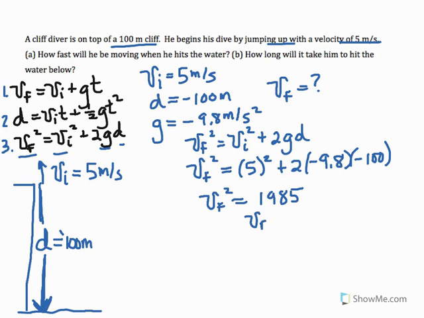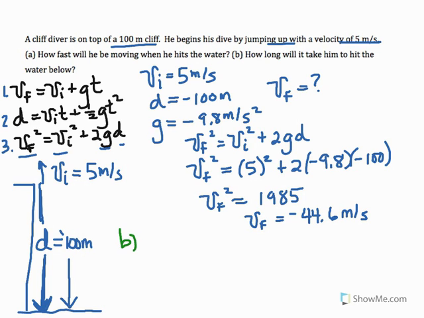So I do my v final. I take the square root of that. And I get, how about 44.6? So 44.6 meters per second. Now we know that the diver is going down, so that means my final velocity is actually going to be negative. So I need to throw that negative sign in there. All right, now we're ready to take a look at part B.